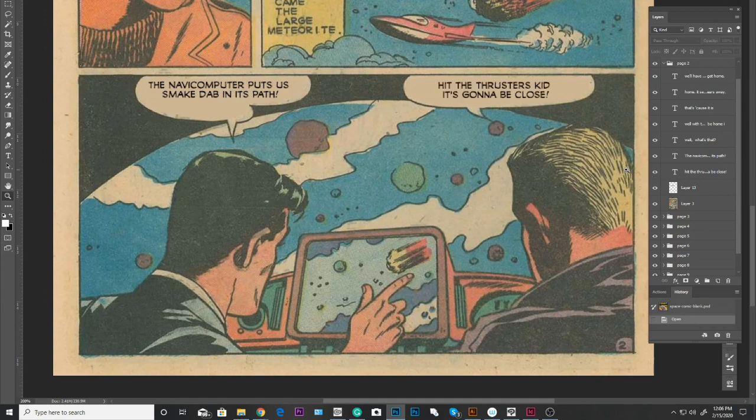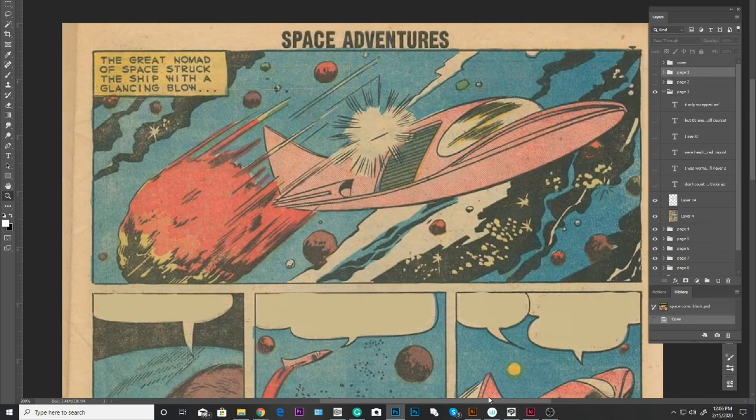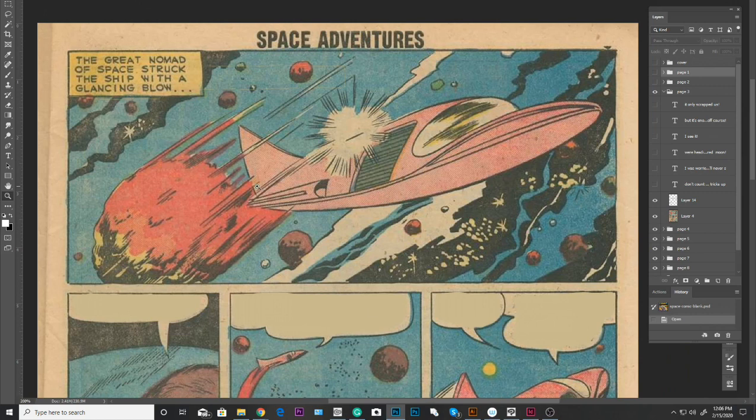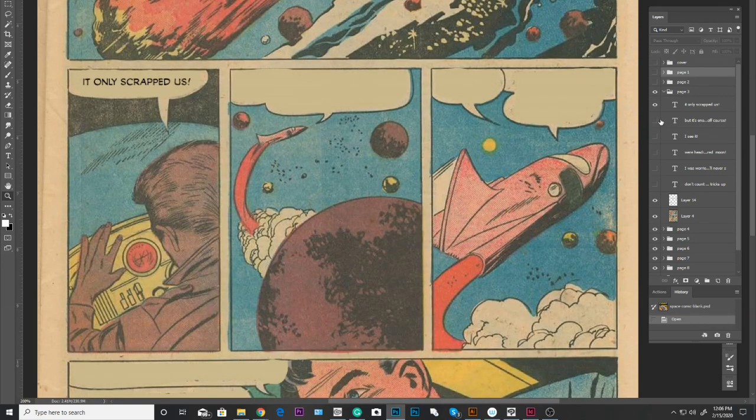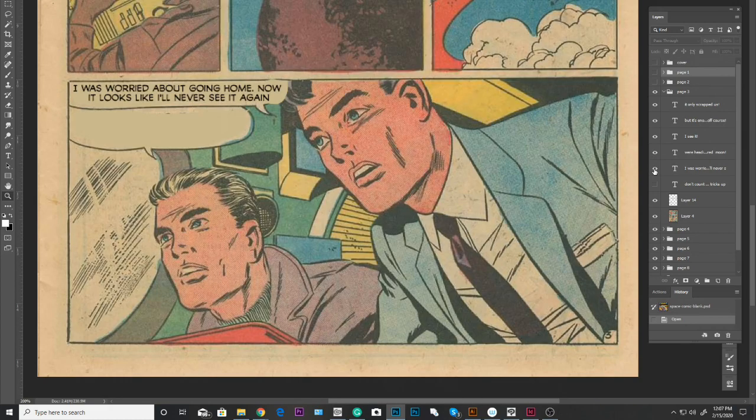"Hit the thrusters, kid, it's gonna be close." Caption here: "The great nomad of space struck the ship with a glancing blow." "It only scraped us, but it's enough to send us off course." "I see it. We're heading straight for that red moon. I was worried about going home, but now it looks like I'll never see it again." "Don't count us out yet, kid. Your big brother has a few tricks up his sleeve."